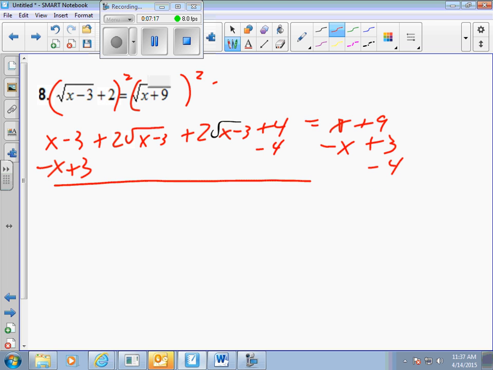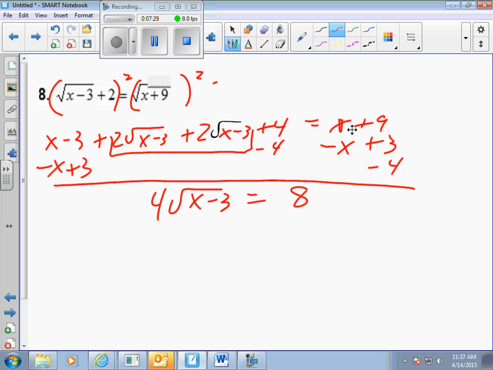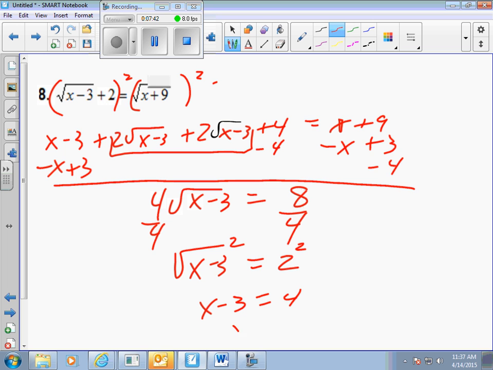When we do all that, we get this part is the only thing left. 2 plus 2 is 4 of these radicals. And on this side, I get 8. X's go away. Divide by 4, divide by 4. I get the square root of x minus 3 equals 2. Here's where I square both sides for a second time, giving me x minus 3 equals 4. X must be 7.